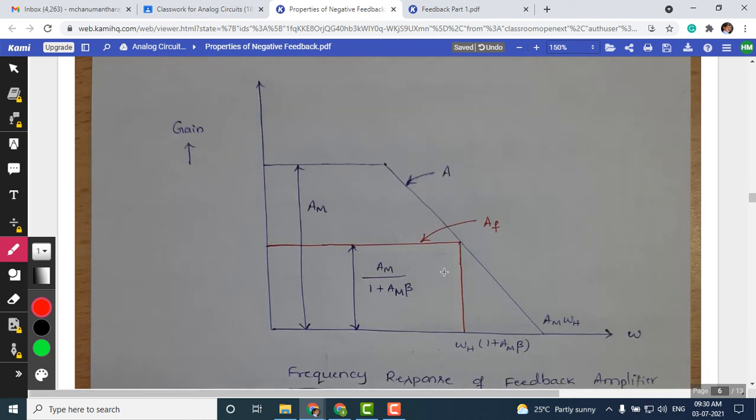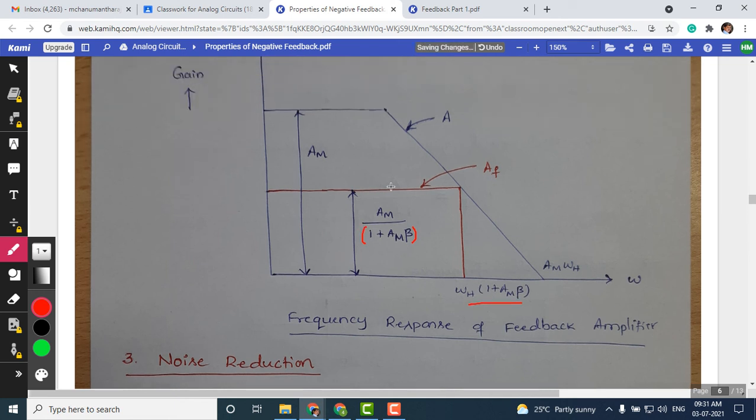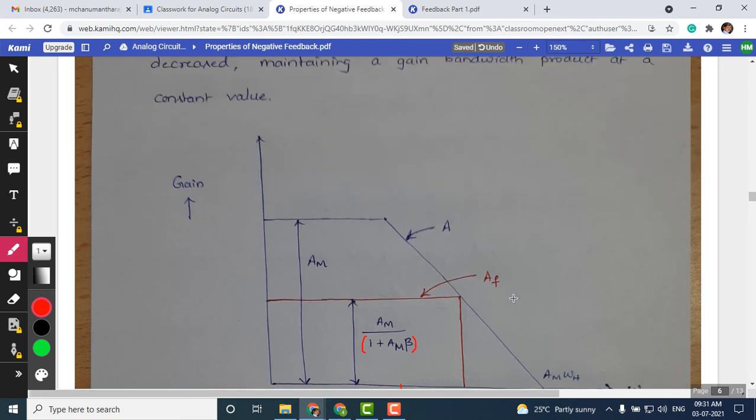You can see here this is the frequency response. This is the gain without feedback. For the gain with feedback, you can see there is a drop in the gain by an amount of 1 plus AM into beta. And look at the high frequency response here: the 3 dB frequency without feedback will be somewhere here. Now it has increased, because the higher cutoff frequency has been increased by 1 plus AM into beta. This shows that the bandwidth has been increased with negative feedback.